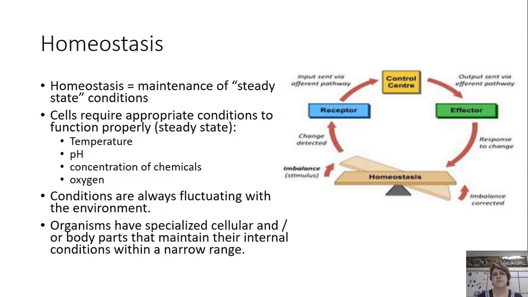Your blood pH is really, really important and can be affected by how much carbon dioxide is in your blood, and how many chemicals you have. So we want to get rid of those waste products and keep a nice balance of chemicals. And then, of course, we want to keep our oxygen levels. Conditions are always fluctuating within the environment, and we'll talk about how we keep this homeostasis balanced. We have receptors that sense when we're out of balance, and what we need to do to return to balance.